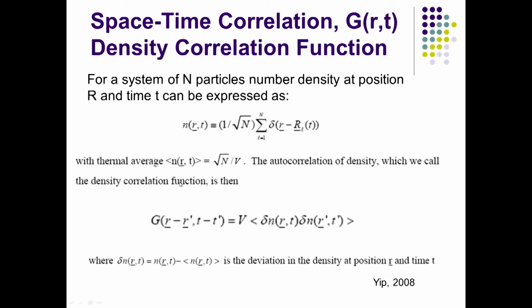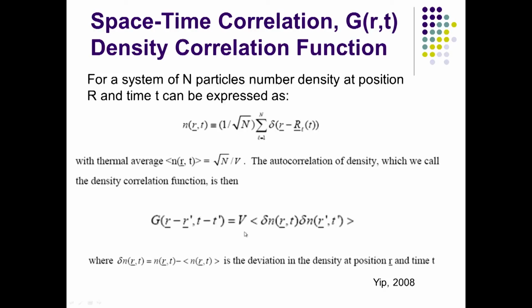So, with that, now we know that with the thermal average, n(r, t) is equal to the square root of n over V, which is the total volume. So, the autocorrelation density, which we call the density correlation function, is denoted by G. Now, G is called density correlation function, which is G(r minus r', t minus t'). So, now we are looking at original position to another position r', and original time t, or the beginning time t, and ending time t'.